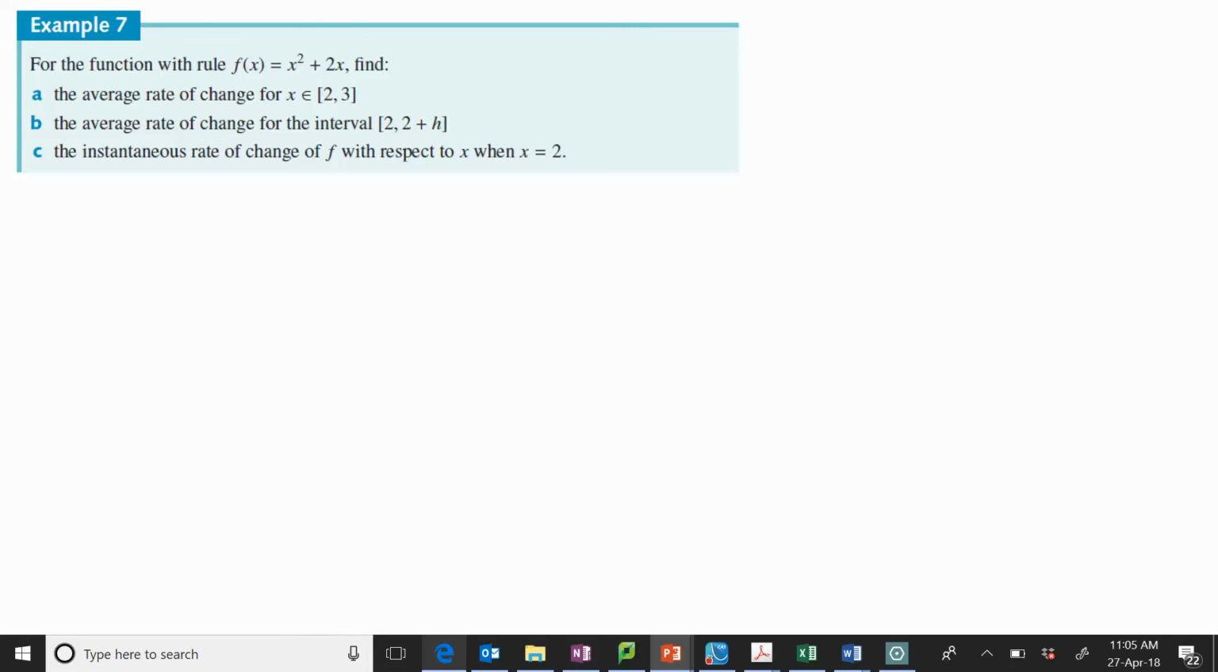y2 minus y1 over x2 minus x1. Whereas for instantaneous rate of change, they say x equals 2. See, that's only 1 point. So there's always a hint. When you're reading the questions, they tell you what to do. What you're not meant to do is differentiate and then substitute 2 and then substitute 2 plus h.